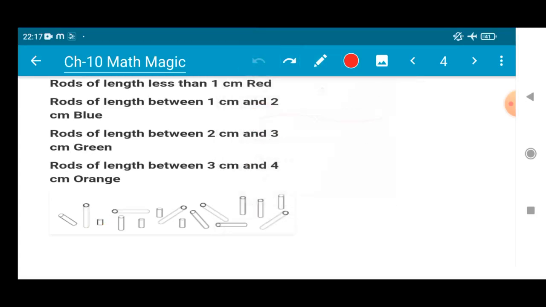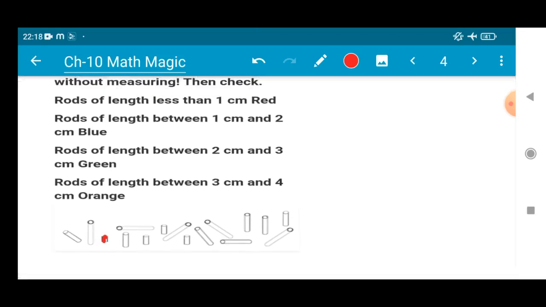Okay, let me do it like this. This should be colored like this with the red. In your book, in your copy, you will be doing it in a beautiful, creative manner.